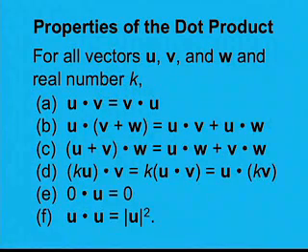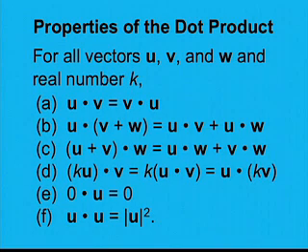So we have properties of the dot product. For all vectors u, v, and w, and the real number k, u dot v is equal to v dot u. u dot the sum of v and w is equal to u dot v plus u dot w. u plus v dot w is equal to u dot w plus v dot w. k times vector u dot v would be equal to k times u dot v, and it would also be equal to u dot k times v.